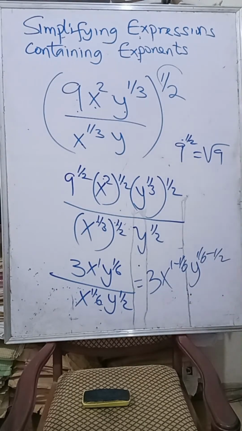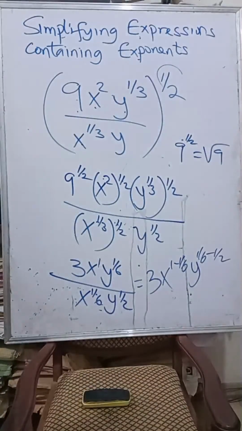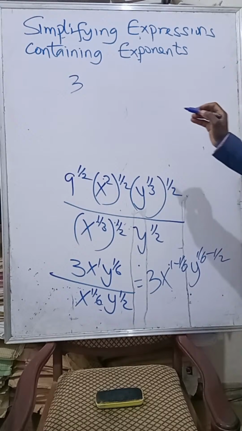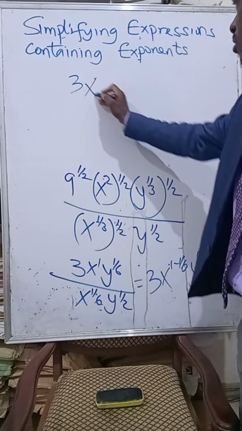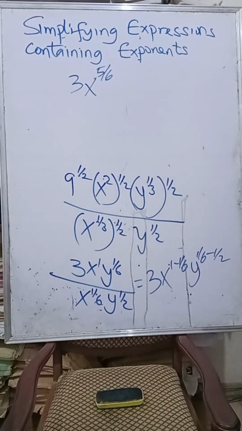Once the bases are the same and you are dividing, you just take one of the bases and you subtract the power. That's 5 over 6. That's x to the power 5 over 6. And then 1 over 6 minus 1 over 2.